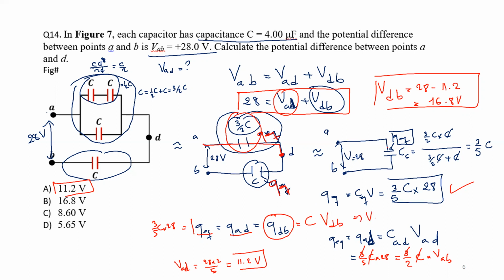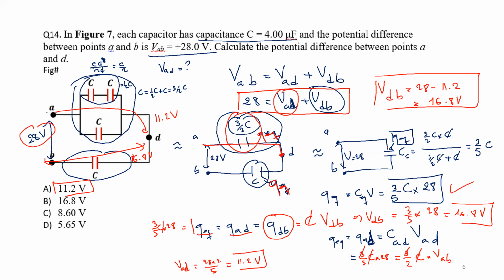So that means VDB, I just simplify by C, is just 3/5 times 28. How much do you get? Of course, you will get 16.8 volts. Okay. So here I have 28 volt. Here I will have 11.2 volt. And here I will have, of course, 16.8 volt.